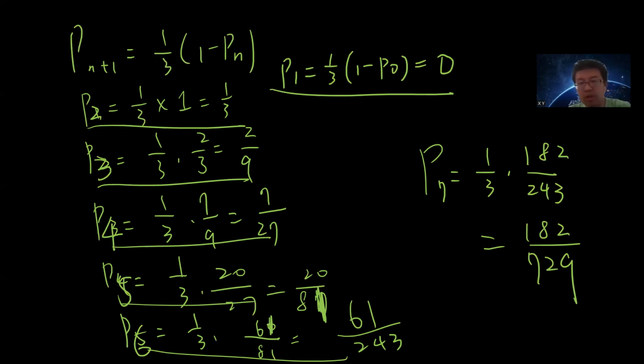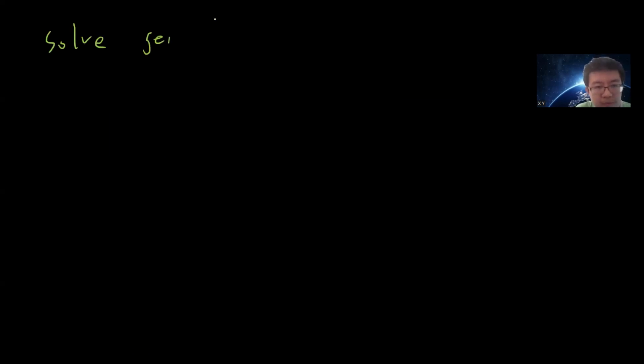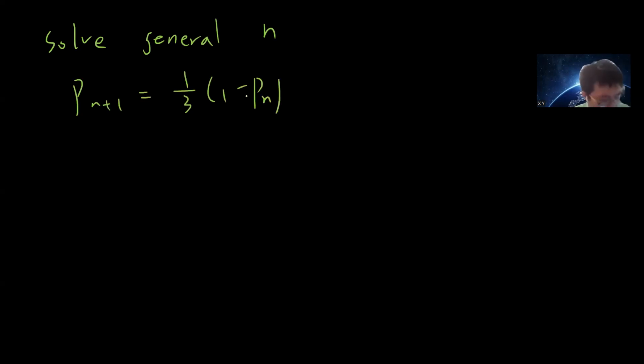Now let's see how to solve for general n. So our goal is to solve for general n. This is our transition equation. In order to solve this problem, it's very simple. We use the technique of an ansatz.